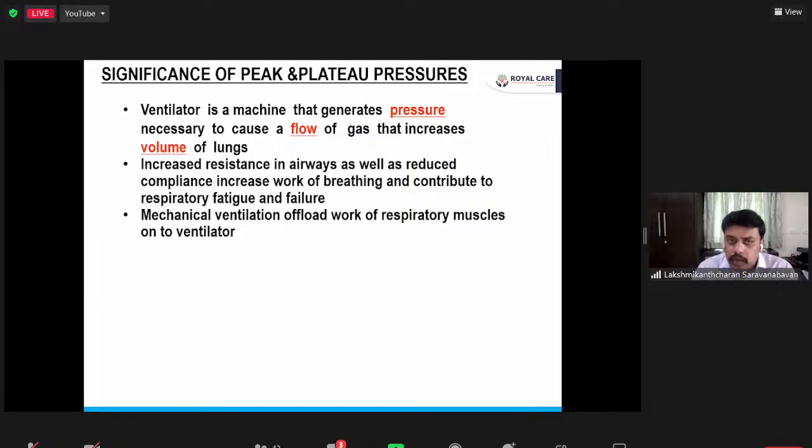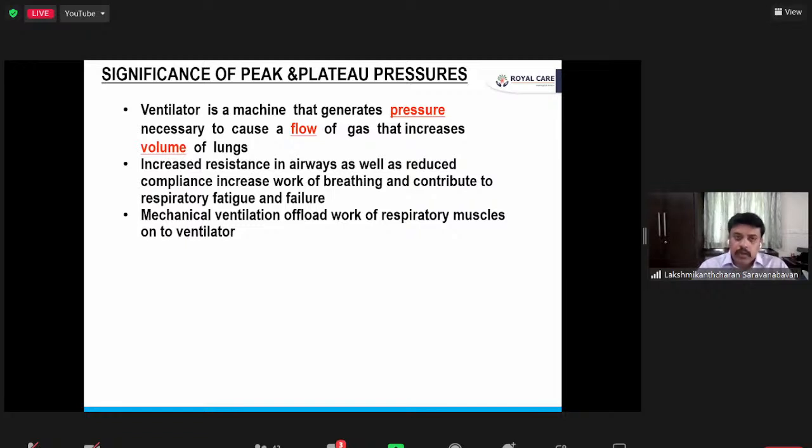As we all know, in spontaneous ventilation, we generate that pressure as a negative pressure by the contraction of the diaphragm and the inspiratory muscles, which creates an inspiratory negative pressure in the intrathoracic cavity, thereby sucking in air from the atmosphere into the lungs. Whereas in a mechanically ventilated patient, this pressure is generated by the machine, and it generates a positive pressure outside the patient, and that pushes the air into the alveoli.